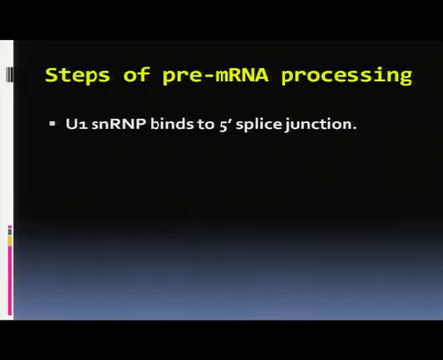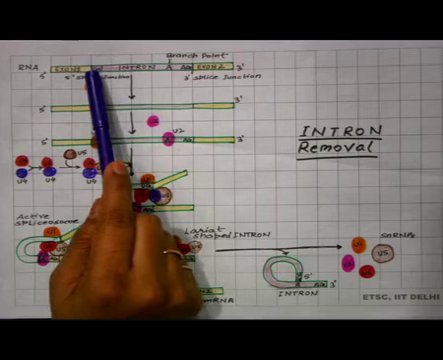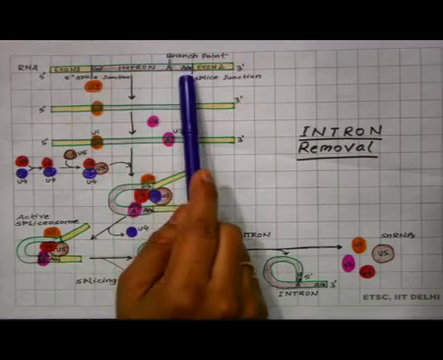Let us suppose this is a pre-messenger RNA. Here is exon 1 and here is exon 2, and in between these exons there is a sequence called an intron. Introns are non-functional sequences, also called intervening sequences, and exons are functional sequences, also called expressing sequences. At the 5 prime end the introns have a GU sequence, and at the 3 prime end the introns have an AG sequence. This is how we can recognize the introns, and upstream of this AG there is a branch point at an adenine nucleotide.